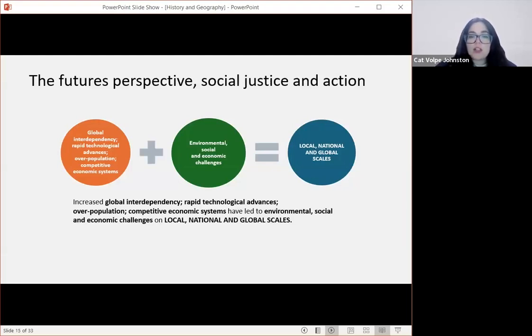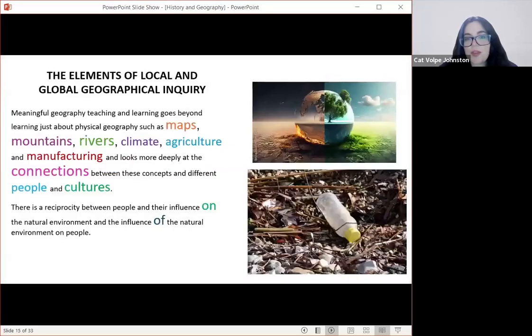And we're looking at global interdependency, rapid technological advances, overpopulation, and competitive economic systems. This is all a part of what we're teaching in geography. And one of the main themes in HSIE is social justice, and that really comes through when we're looking at all the different topics, because it comes down to, is this socially just? Is this a socially just way for the world to be? And that's often a pinpointed question in our units.